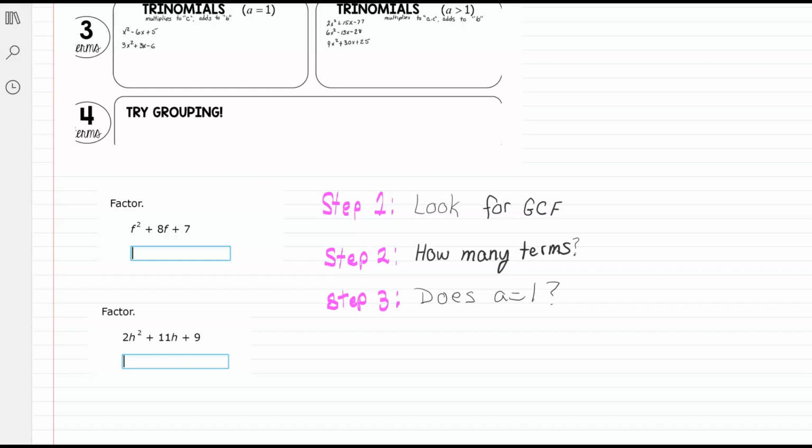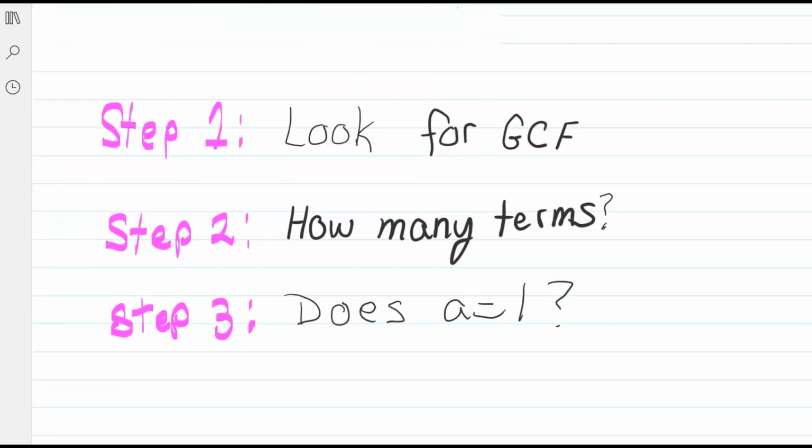All right, here we go. We are going to factor. All right, so the first thing you're going to do, of course, is step one, look for the GCF.